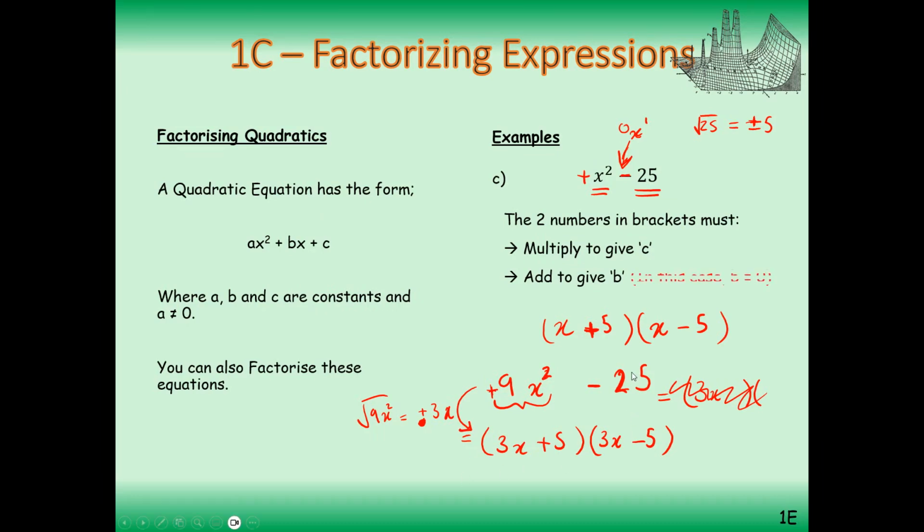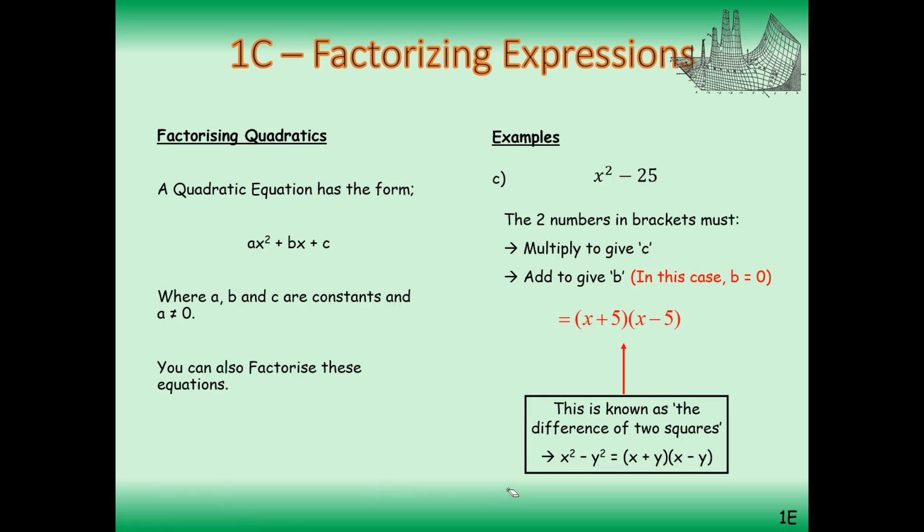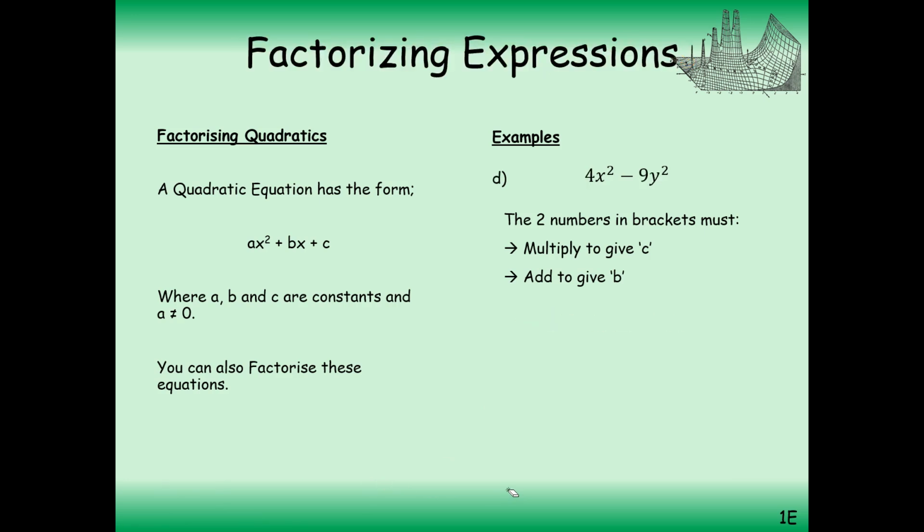I told you the fact that there is no middle term is because when we multiply out these brackets, plus 5x and minus 5x cancel each other out. All right, so let's look at another example. In this case, as you see, you have 4 and 9 as coefficients of x squared and y squared. So actually it's a minus 9.